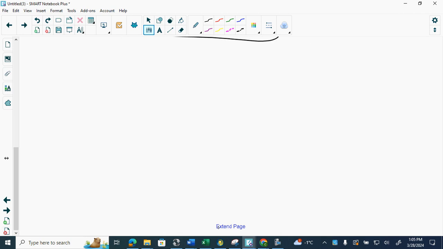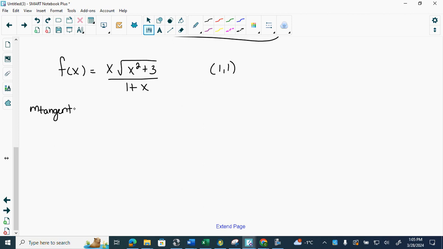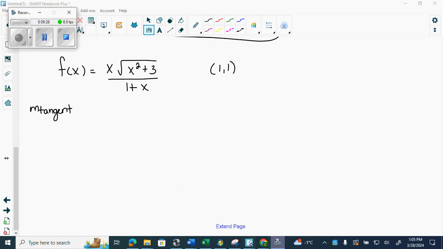It's example 6. It says find an equation of the tangent line of f of x equals x square root x squared plus 3 over 1 plus x at the point 1, 1. So the very first thing you're going to have to do is find m tangent. How can you do that? What is m tangent the same as? Y prime, or f prime of x in this case, right? So the first thing you have to do is get the first derivative and then plug in 1 to get the slope of the tangent. So try and differentiate this first. So ln both sides.